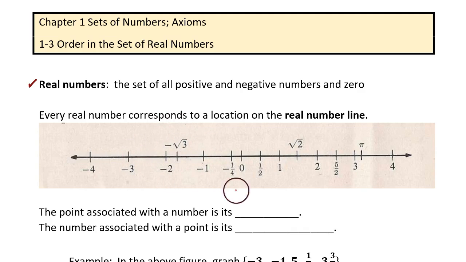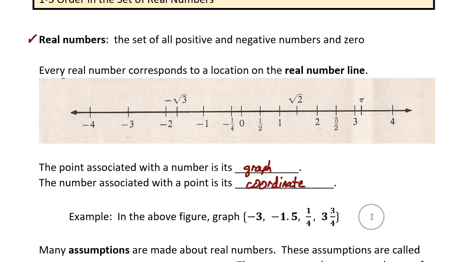So here on the screen you see a picture of a real number line with several numbers located. The point that's associated with a number is called its graph. Conversely, the number associated with a point is called its coordinate. Here's an example. In the above figure, graph all of these numbers.